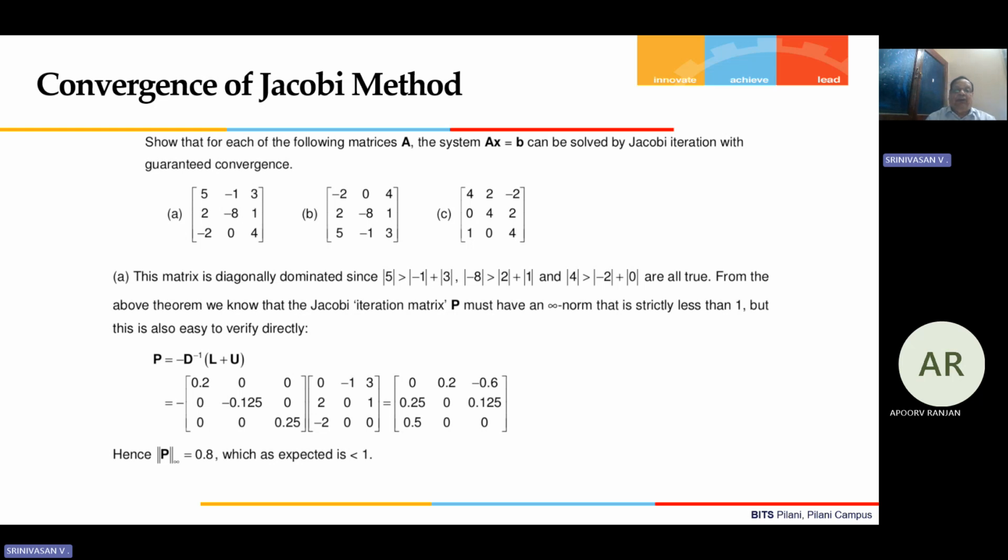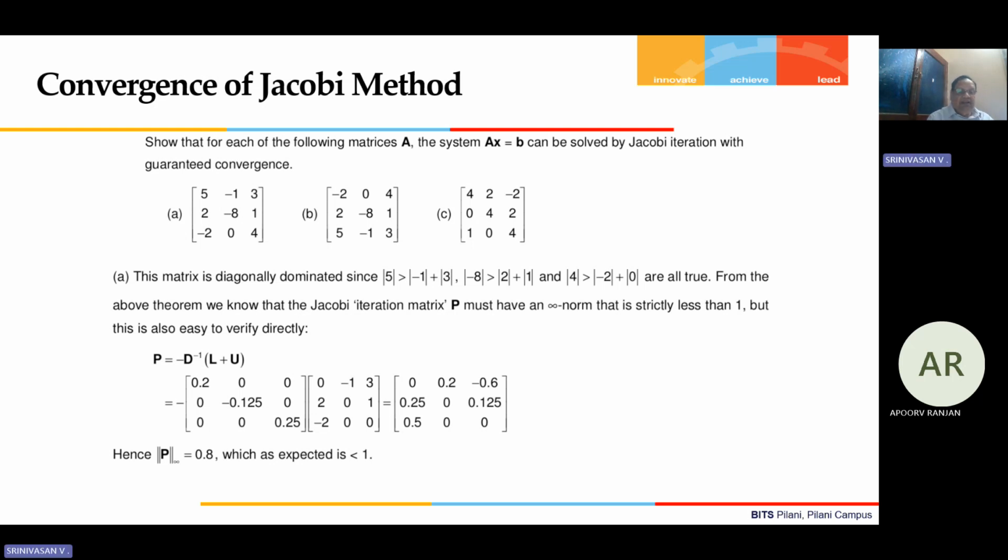Here, D is nothing but your diagonal matrix. In a diagonal matrix, only the principal diagonal entries, 5, minus 8, 4, are present. Other entries will be 0. That is what you mean by a diagonal matrix. Your L as usual and U as usual, so you know how to find L plus U. And D, as before, you will find its inverse: 1 by determinant D into adjoint D. So you have D inverse.